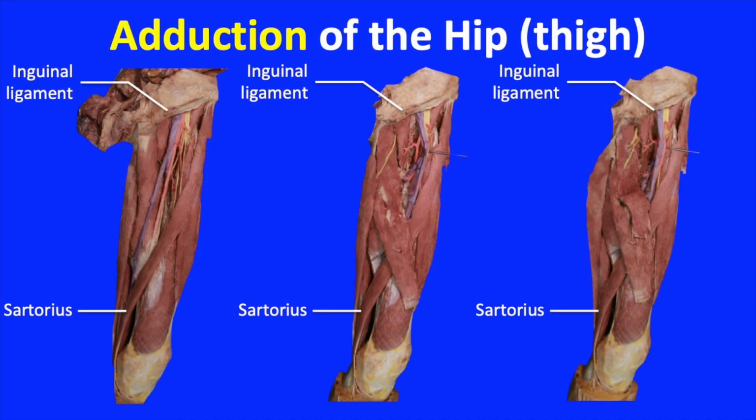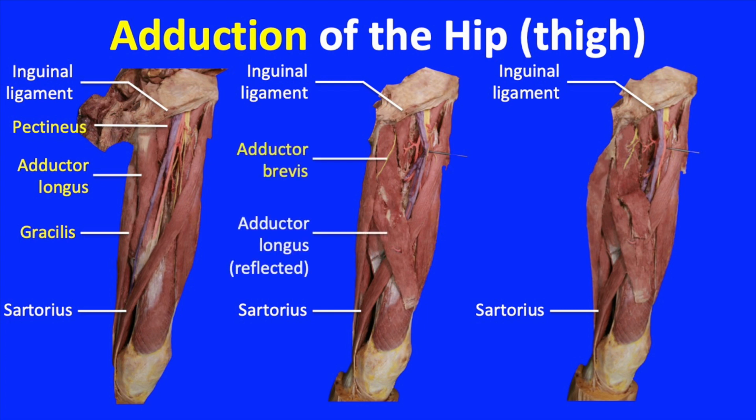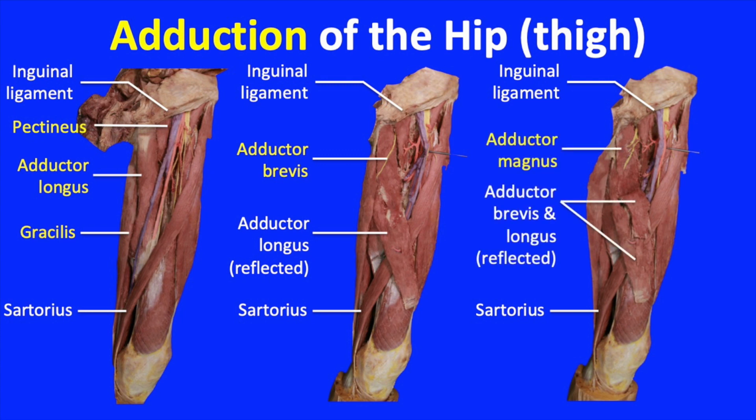The muscles responsible for adduction are the adductors of the thigh. First, looking at the muscles from medial to lateral, we see the gracilis, the adductor longus, and the pectineus. Reflecting the adductor longus exposes the adductor brevis, and reflecting the adductor brevis exposes the final adductor, the adductor magnus.